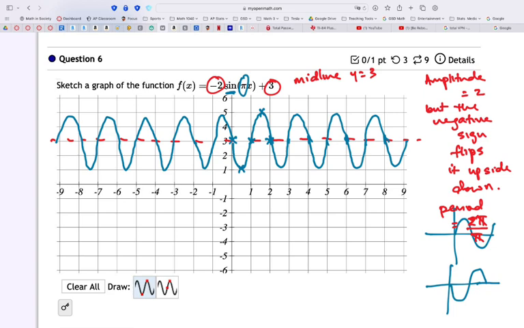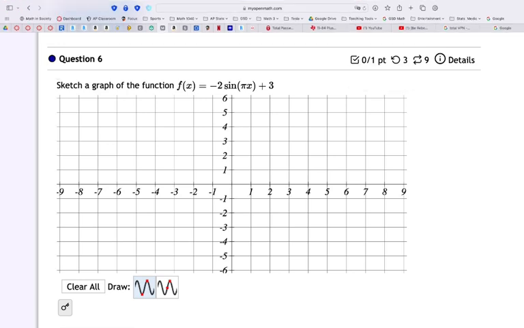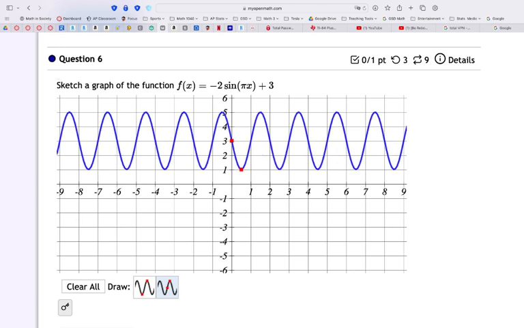All right, so I'm going to show you how to do it on the computer. Now, since this is a sine graph, I'm going to pick the one that has the dot starting from the middle. And I know it's going to start at 3, but it's going to flip, right? So it's going to flip, and right here, I think. Okay. So that's how the graph is going to look.